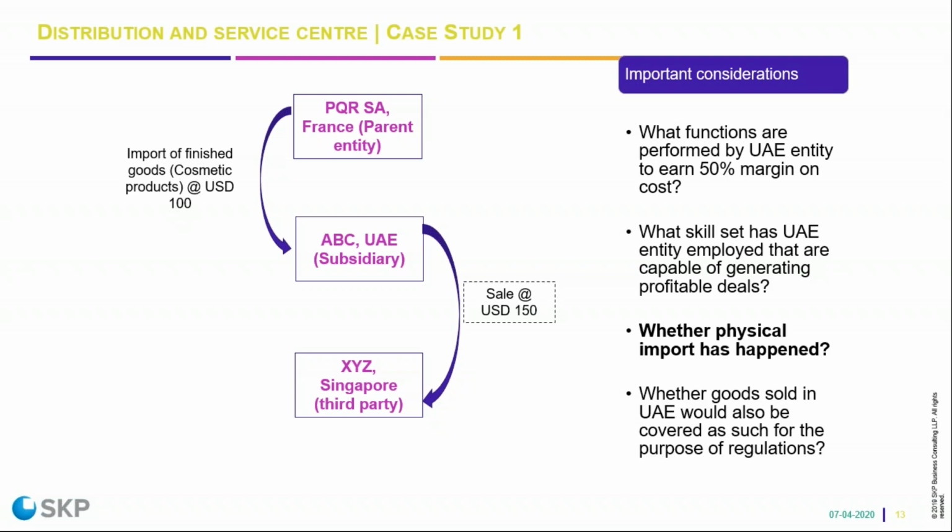Another question was whether goods sold in UAE would also be covered for the purpose of the regulation. Here, the FAQs have made it very clear that if goods are imported into UAE and distributed further only within UAE and not exported, then distribution within UAE will not get covered under the distribution function. That appears very logical, because the idea is to identify and monitor those who are booking more than the required profit for a simple distribution activity. As long as the goods are not moving out of the UAE, they are exempted from the economic substance regulations.